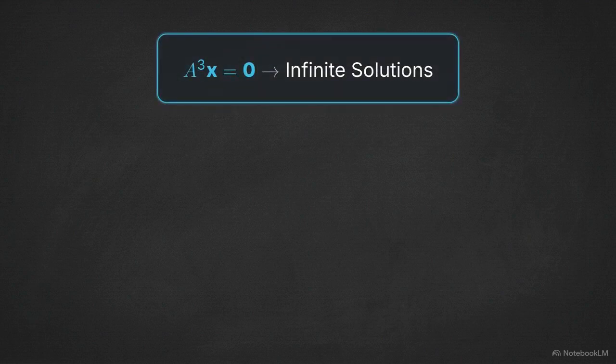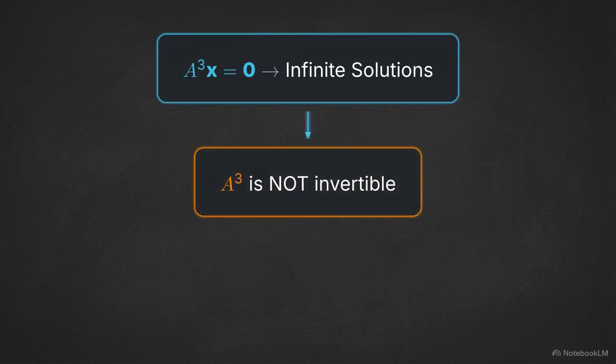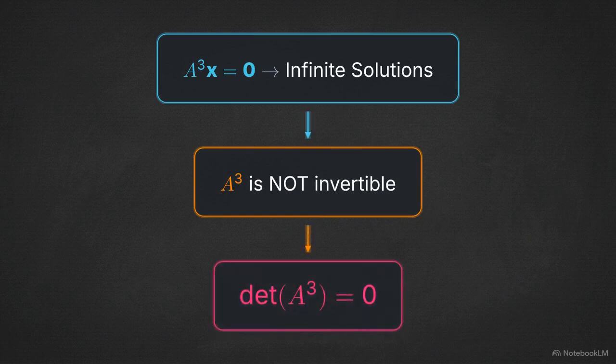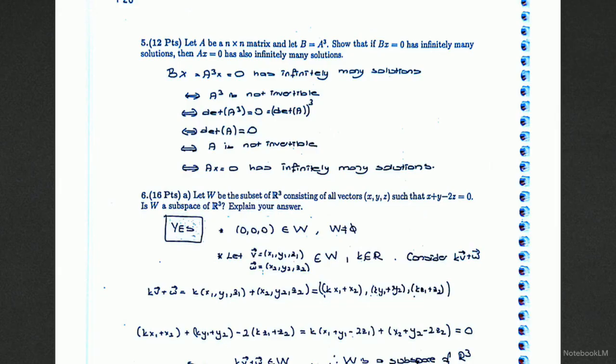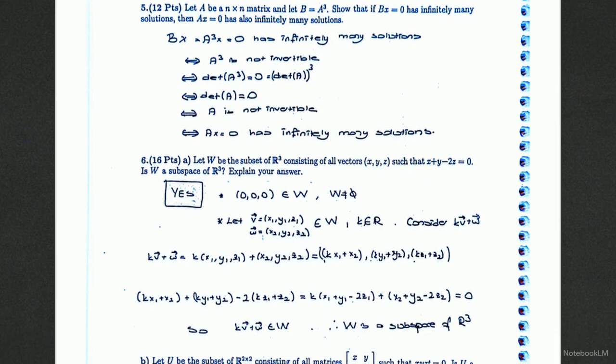We begin by translating the phrase infinitely many solutions into its structural meaning. If a homogeneous system has infinite solutions, it means the coefficient matrix, A cubed, lacks an inverse. By definition, a matrix without an inverse must have a determinant equal to 0. Here we apply a determinant axiom. Multiplicativity allows the exponent outside the function. The determinant of A cubed equals the determinant of A, cubed. Since this cubed number equals 0, the base itself must be 0. Therefore, the determinant of matrix A is 0.